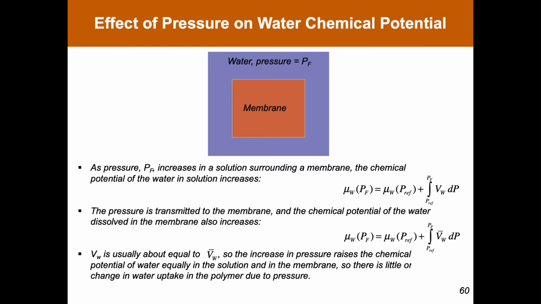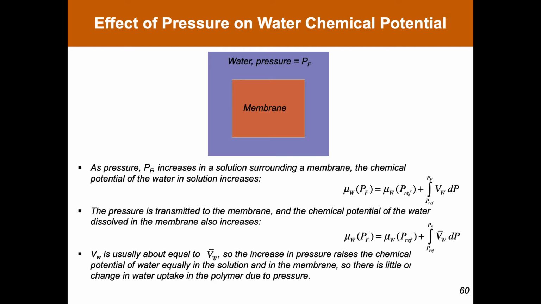So the chemical potential of the water at a given pressure P_F is equal to that at a reference pressure, which is going to be ambient, just so we're clear, plus the integral of the molar volume of water integrated over this pressure range. And for all intents and purposes, we're going to treat water as being incompressible. So this molar volume is going to come out of this integral, and it's just going to be the molar volume times the pressure difference.